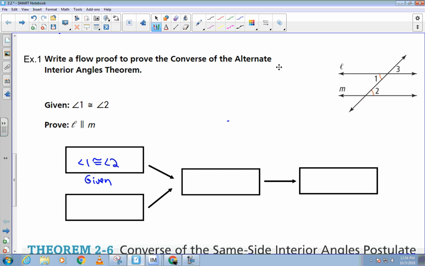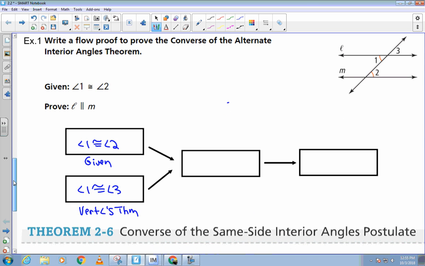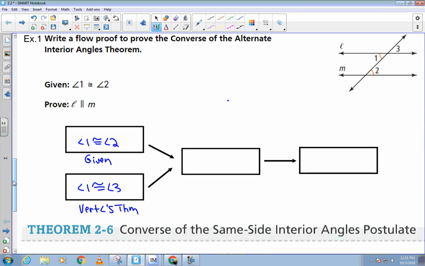Now, I'm trying to make a connection with 2 and 3. And I know that 2 and 1 are congruent. Does 1 have a relationship with anything? One is congruent to 3. The vertical angles theorem. So I can say angle 1 is congruent to angle 3, and that is by the vertical angles theorem. Okay? Well, if I put these two together, 1 congruent to 2 and 1 congruent to 3, what could I say?